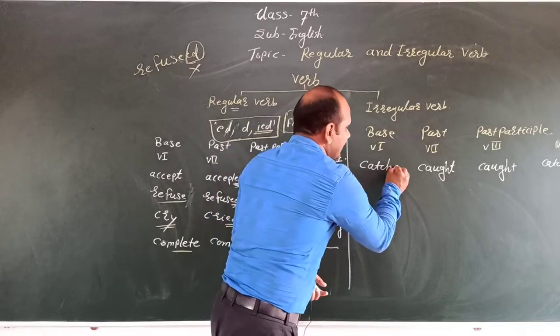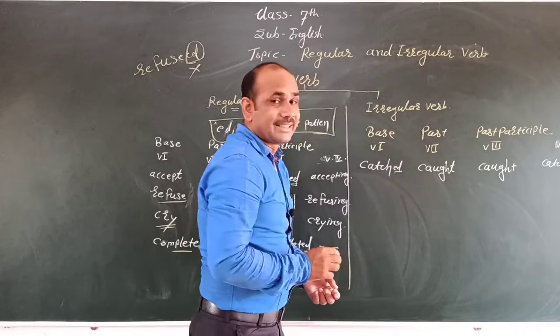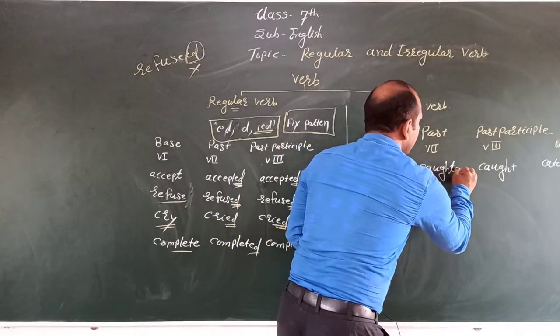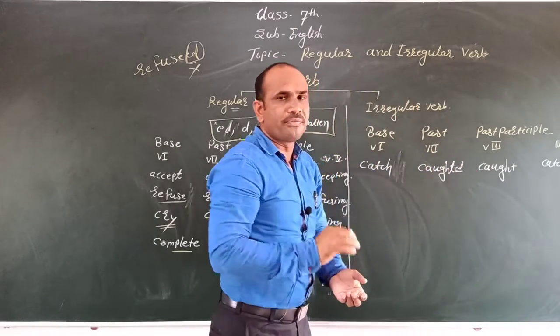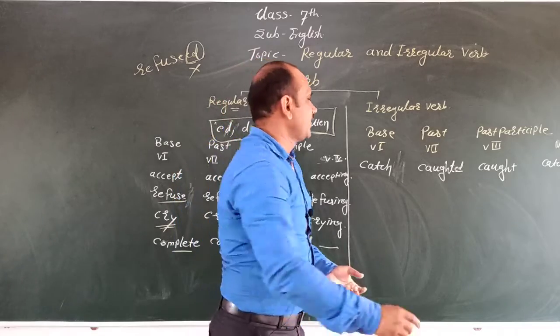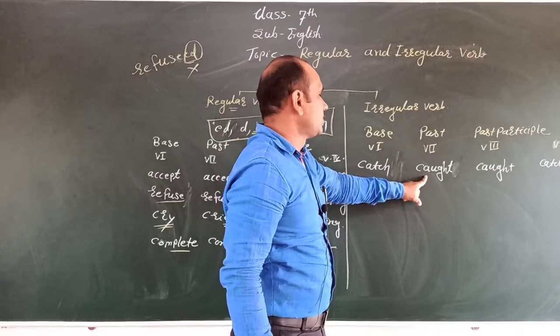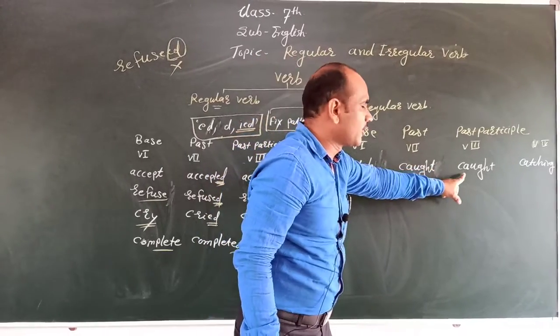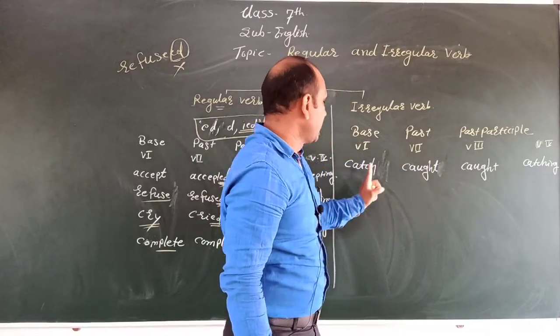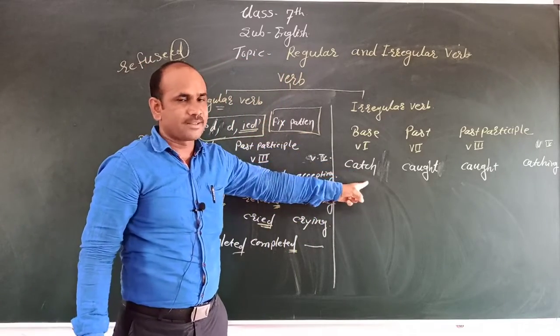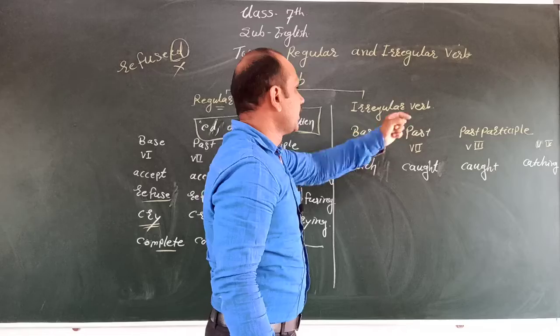Here we didn't write the ed, we didn't write the ed here also, and here also we didn't write the ed, which means there is no fixed pattern. Therefore the second form changes to caught, third form also changes to caught. Its meaning is that there is no fixed pattern, therefore we call it the irregular verb.